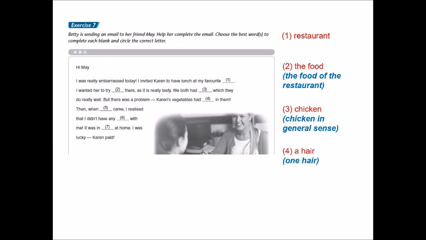Exercise 7. Fill out the spaces with the best words. I will explain questions 2, 3, and 4 only. Question 2 should be the food. It is because the writer is talking about the food of the restaurant, not the food of other restaurants. Question 3 is chicken. The writer is talking about chicken in a general sense. She's not talking about how many chickens they were eating. She was talking about the food, what kind of food they were eating, so it is in the general sense.